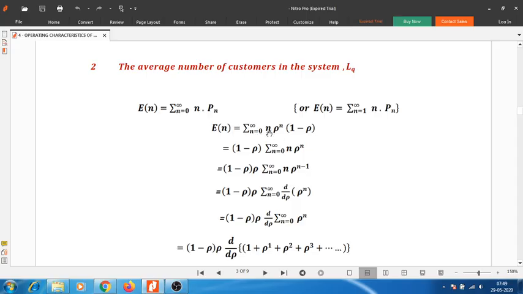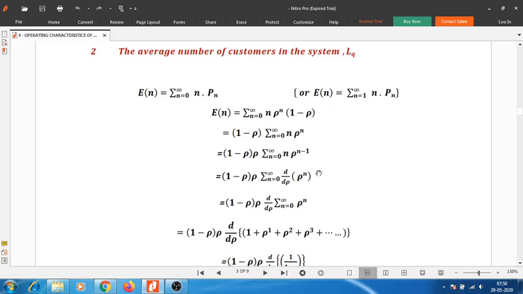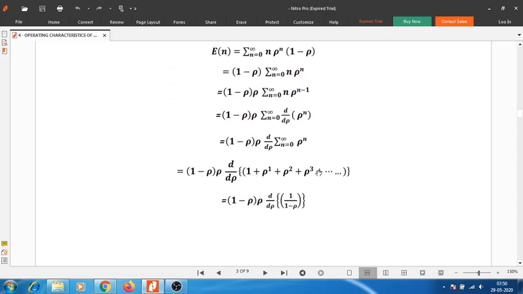The summation n is equal to 0 to infinity of n into Pn. What is the Pn here? Pn is nothing but rho power n into 1 minus rho. Here 1 minus rho is a constant with respect to the summation, so take it outside. Now rho power n can be written as rho into rho power n minus 1. That rho is a constant with respect to this summation, so we take it outside. So n into rho power n minus 1.